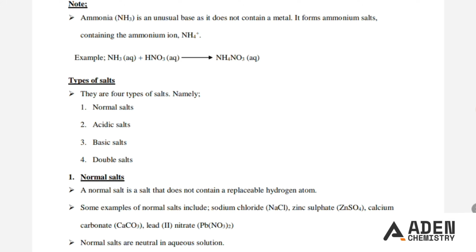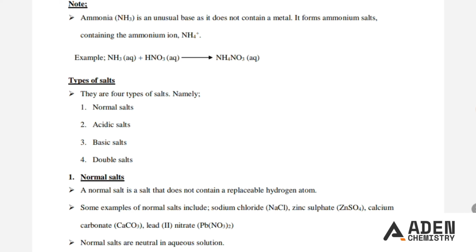What is a normal salt? A normal salt is a salt that does not contain a replaceable hydrogen atom. Some examples of normal salts include sodium chloride, written NaCl. That means we don't see any hydrogen atom. Then we have zinc sulfate, written ZnSO4, and there again we don't see any hydrogen atom. Then we have calcium carbonate, written CaCO3, and lead 2 nitrate. These are some examples of normal salts.